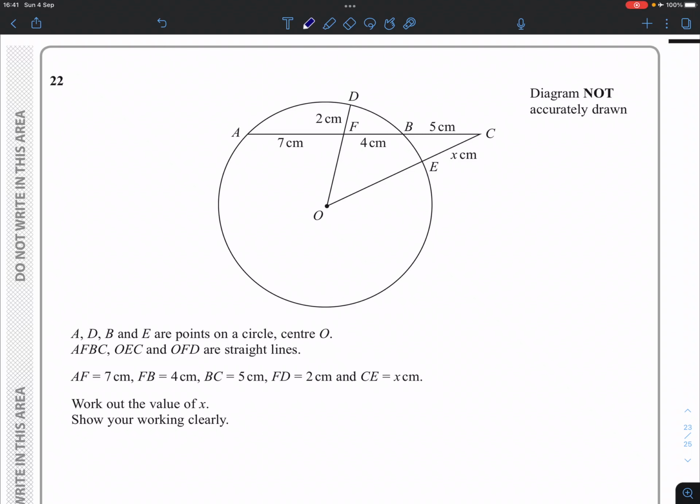Question 22. We have a circle. We have chords all over the shop. We have numbers, lengths all over the shop, and the end game is figuring out what this length is here.